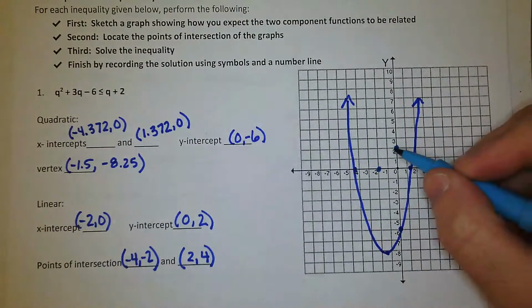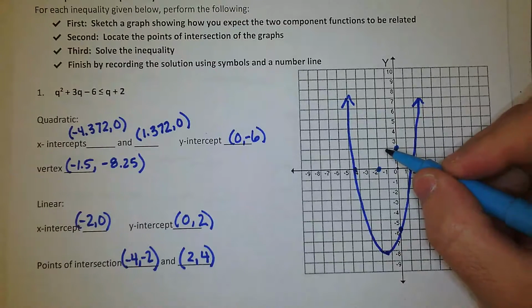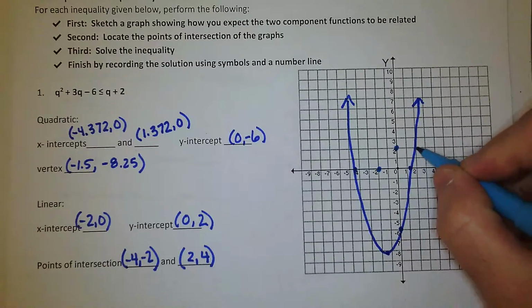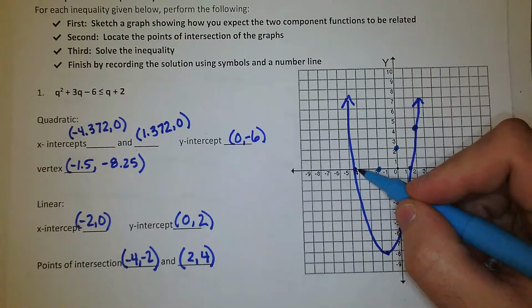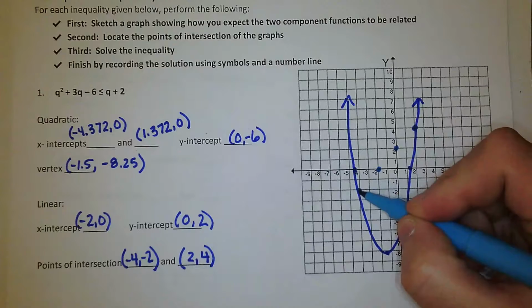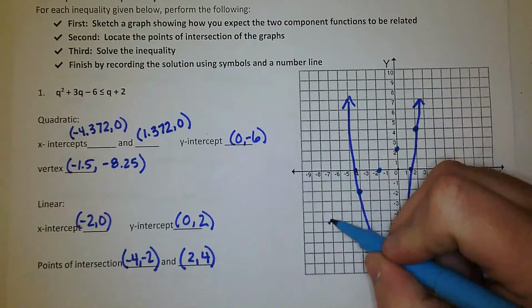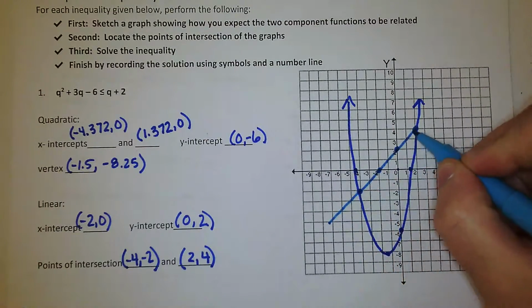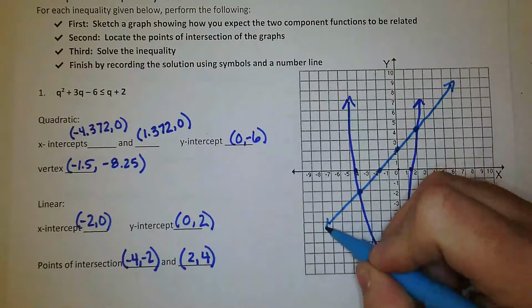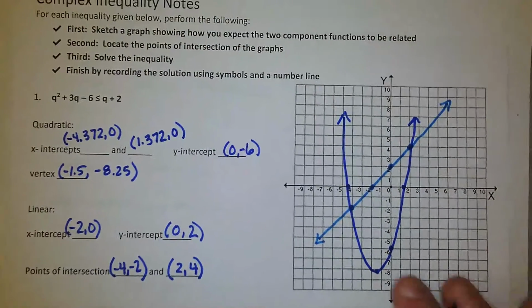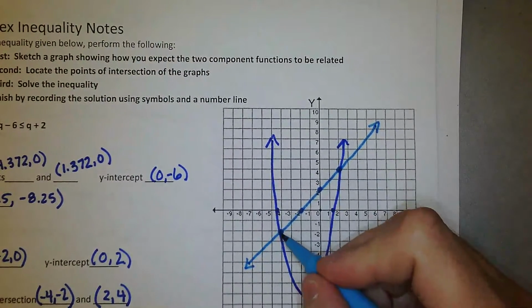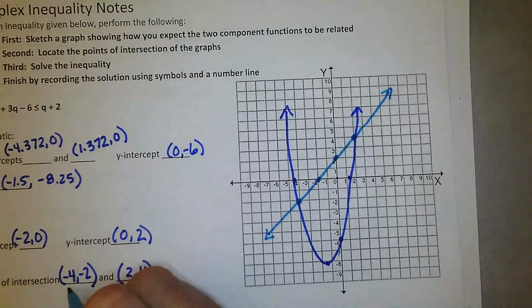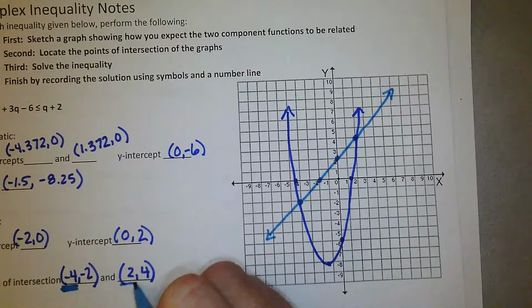And then my points of intersection are at 2, 4, and at negative 4, negative 2. So here's my line. And I want to pay close attention. These colors don't look very different, but I want to pay close attention to the x coordinates of the points of intersection. That's going to be crucial.